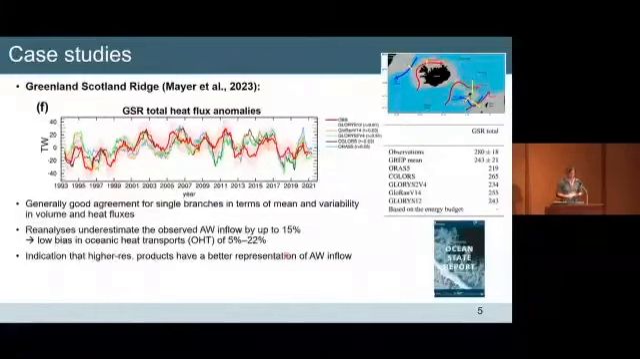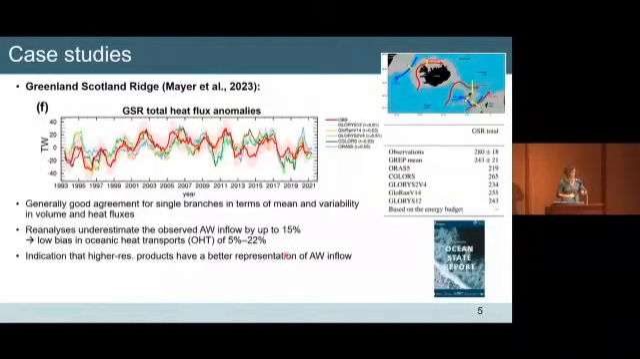So the first case study is at the Greenland-Scotland Ridge. You can see where this is at the top right plot, if you don't know it. So it's between Greenland, Iceland, and then moving on to the east to Scandinavia. We compare the reanalysis to available observations. Those observations are derived from moorings in a mass-consistent way in an inverse modeling approach from Takamasa Tsubouchi.